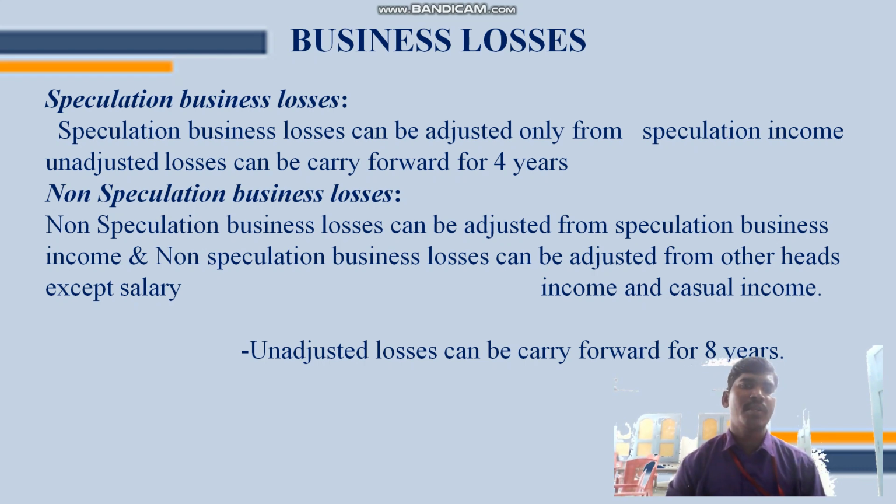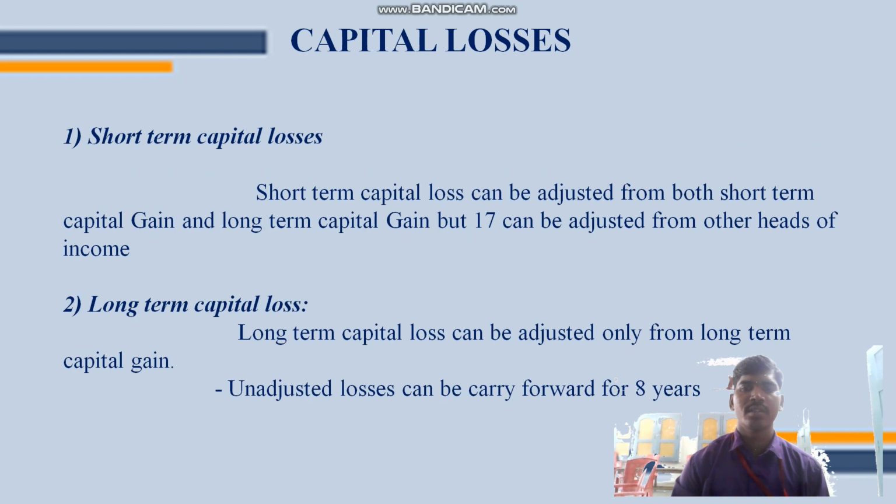Whereas in the non-speculation business losses, those losses can be adjusted from the non-speculation business incomes or from the speculation income also. If it is not adjustable in the business incomes, it can be adjusted from the other heads except salary income and casual incomes. And unadjusted losses can be carried forward to the 8 following years.